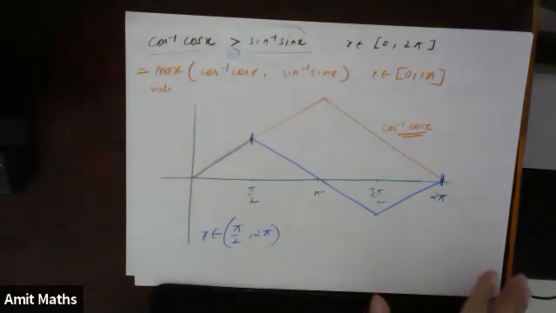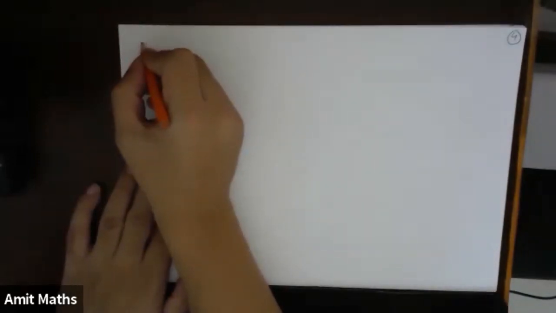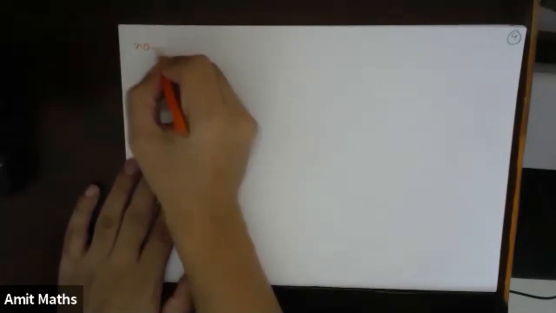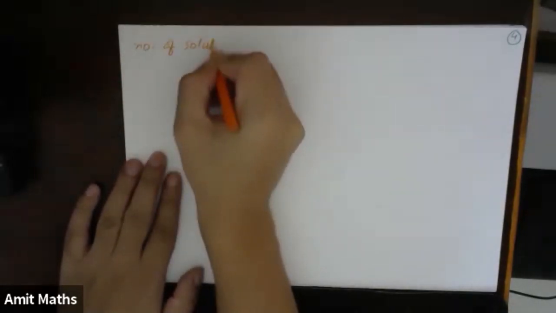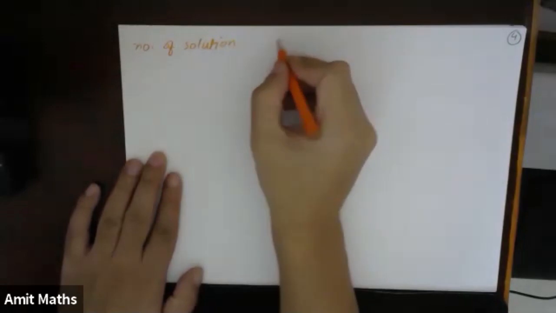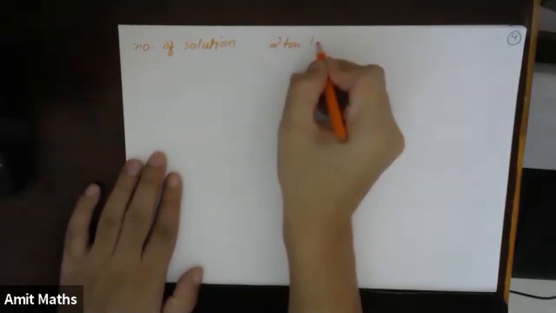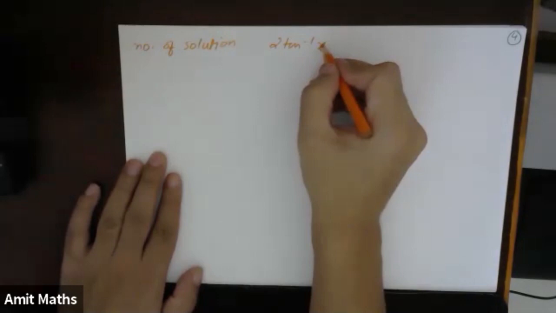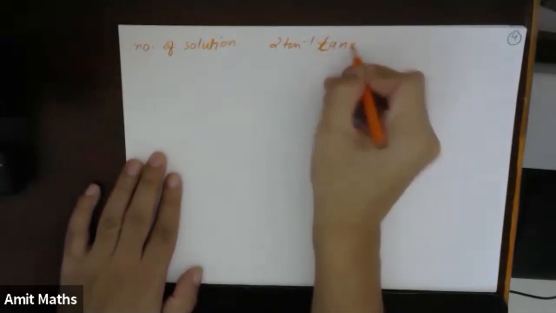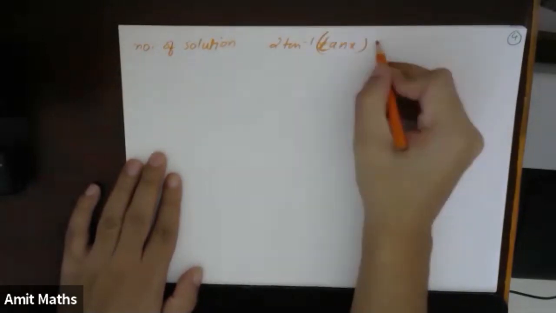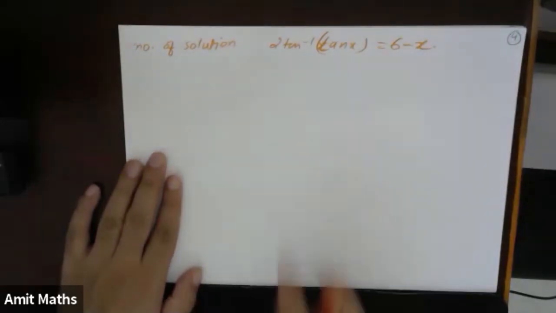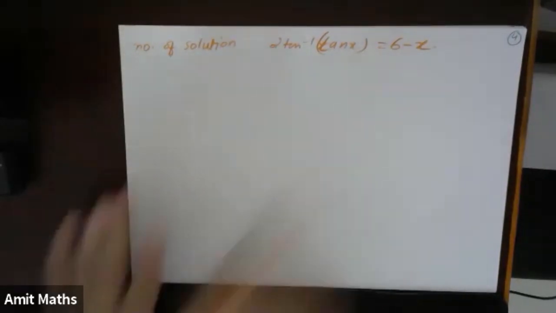Okay, now let's move on to the next question. Everybody understood this one? Okay, fine. Now this also we have done, but again I want you to solve it. This is the number of solutions to tan inverse of tan x is equal to 6 minus x.